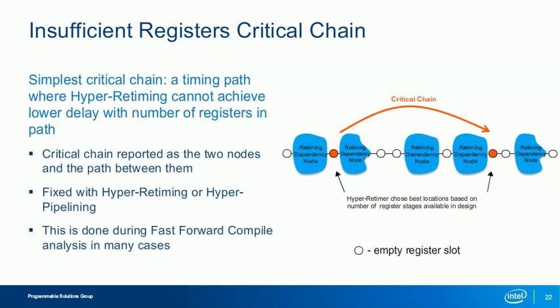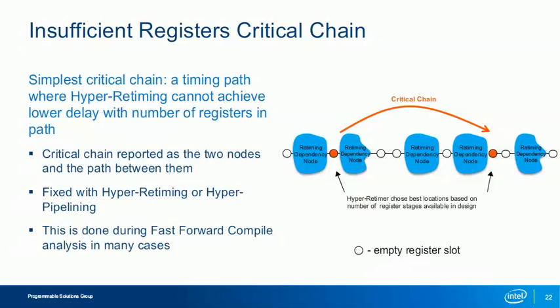This critical chain occurs when a path simply does not have enough registers in it for the Hyper Retimer to improve timing. As shown in this example, the path here has 2 registers in it. The Hyper Retimer has spread the 2 registers as far apart as it can, and as far as it can from the endpoint registers not shown, in order to reduce the average delay between all of the registers, but the path cannot be improved upon any further.